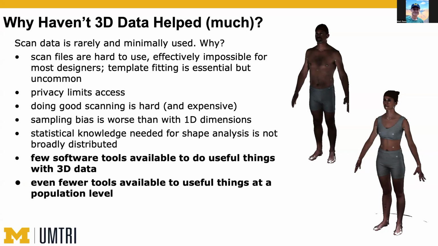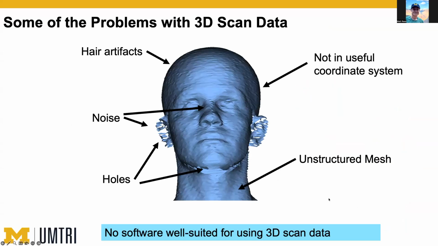There are the basic things having to do with anthropometric surveys, like recruiting the correct population, and doing appropriate statistical analysis, of course. But we've got a lot of other problems that are unique to 3D data. And the biggest problem is that there are very few software tools available to do anything useful with it. And that's where we are targeting this effort.